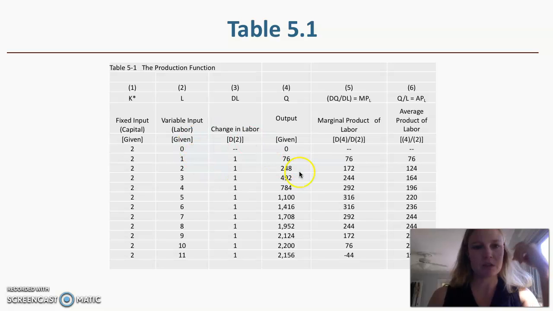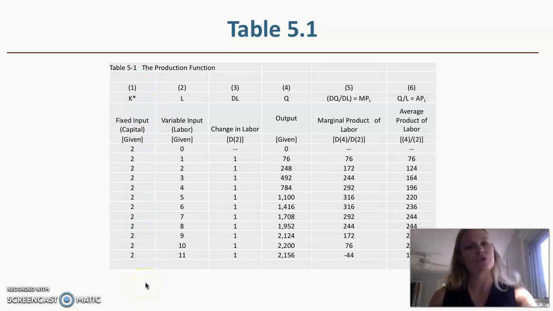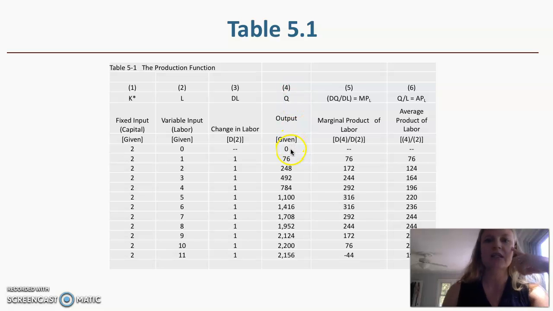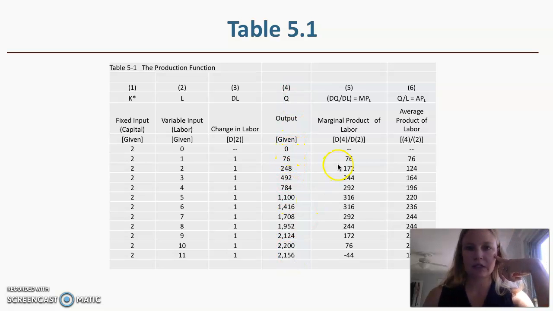I'm going to move to the table here, and this is table 5.1 in your book. We've got capital being fixed. So a lot of times I'll say, is this a short run or a long run question? This is short run because something is fixed. Variable input is labor. I don't like this column. I don't know why we need a change in labor of 1, but whatever. All right, we can see it, right? Labor increases by 1. Q, total product.